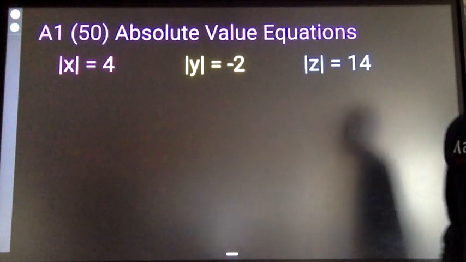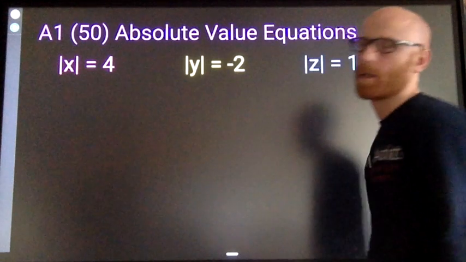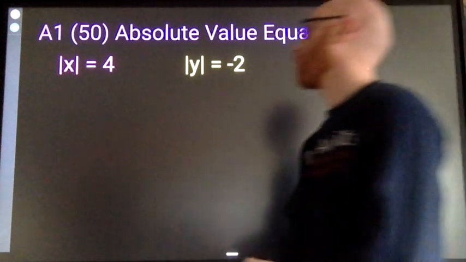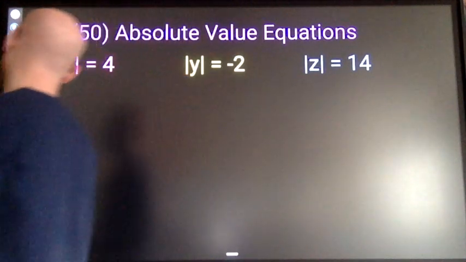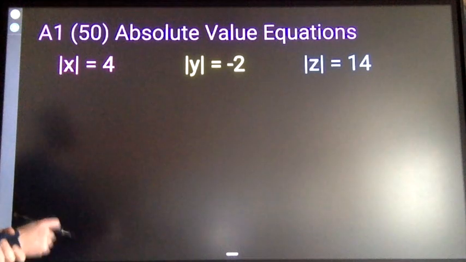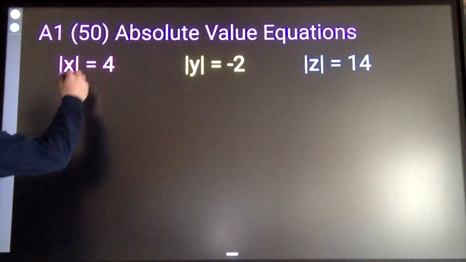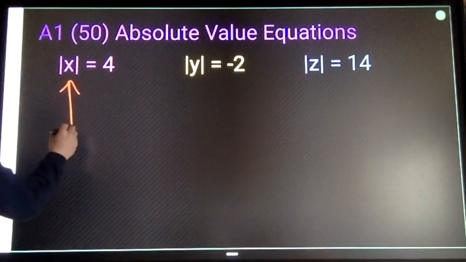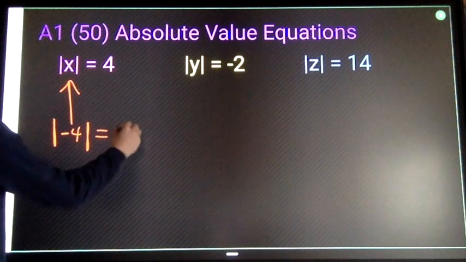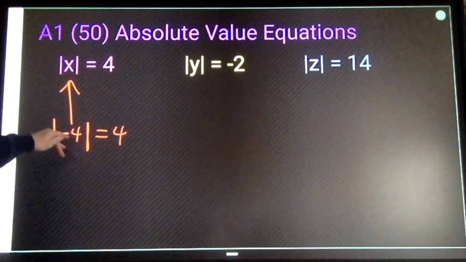Reminder what absolute value does. Absolute value takes whatever is inside of it and returns a positive answer. Okay? So what that's going to mean if you have a variable inside of it is that you will actually have two possible answers, at least two possible answers for that variable. So in this situation here, typically we think of -4 inside of absolute value, right? Because we remember that the absolute value changes the sign positive.